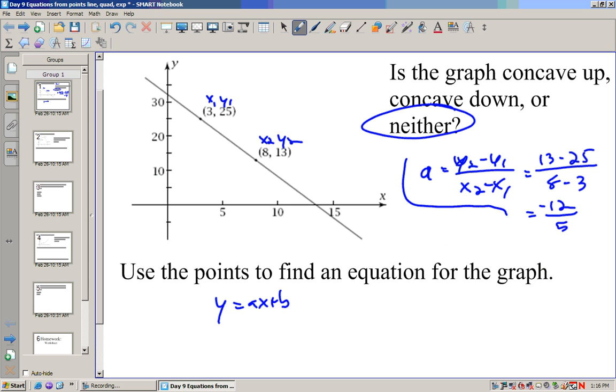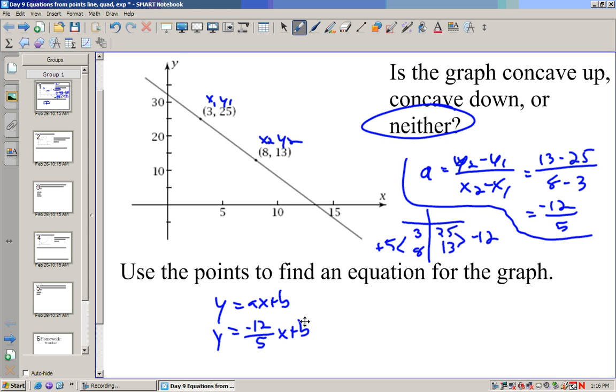Now, going along with the theme that we did yesterday on tables, we could also just take it from a table. If I put the numbers 3, 25 and 8, 13 in a table, here I go up 5, here I go down 12, so negative 12 over 5 will get you the same answer. Either way you look at it, the slope is negative 12 over 5.